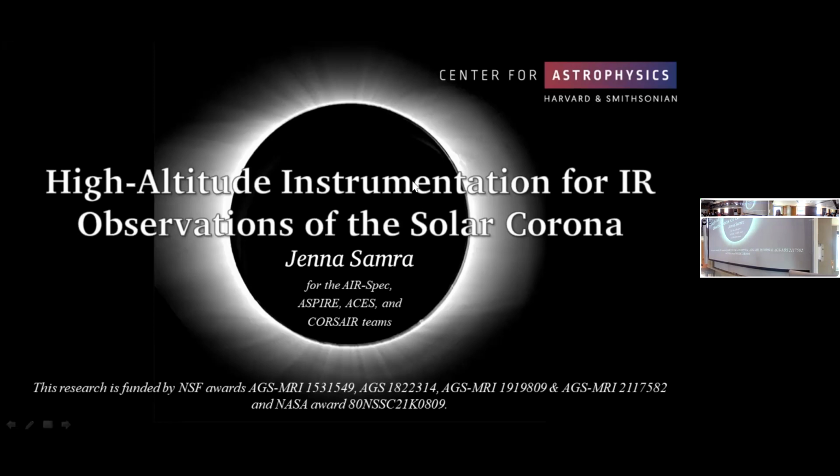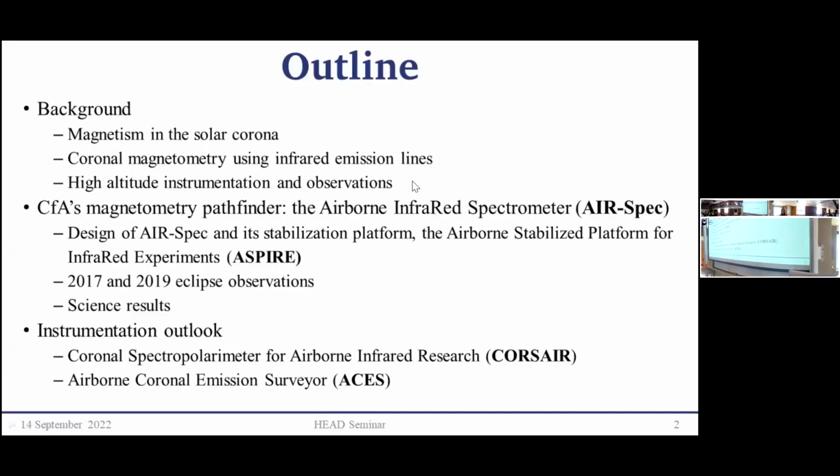Okay, so I'm going to give you some quick background on why we're doing this and what we're interested in looking at in the solar corona, and then I'm going to spend a lot of today's talk on our magnetometry pathfinder, which flew 2 Eclipse missions, and this instrument is called REDSoX. This was my PhD thesis mission, and then I'm going to talk a bit about what's next, both for future eclipses and moving beyond eclipses.